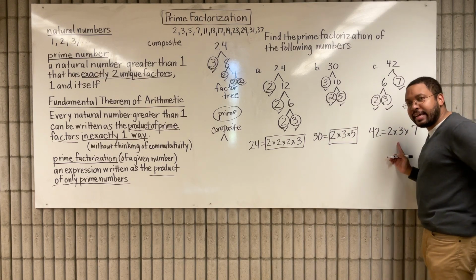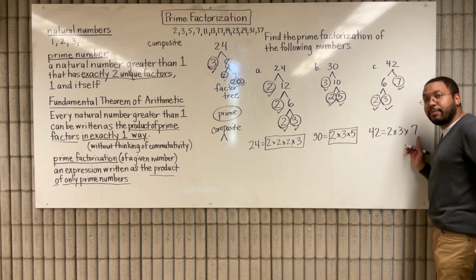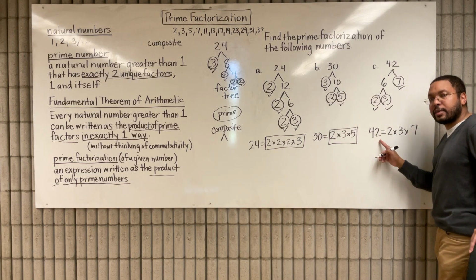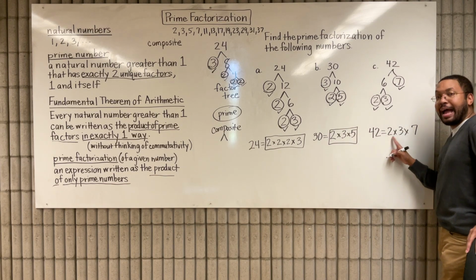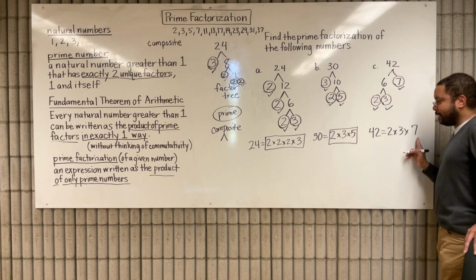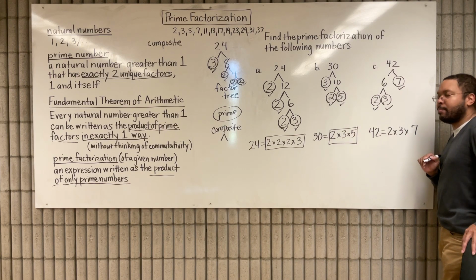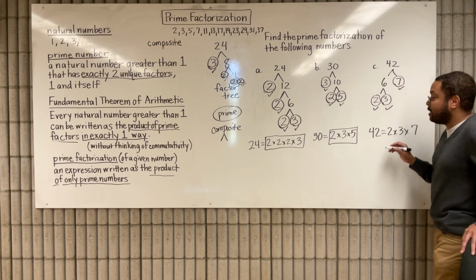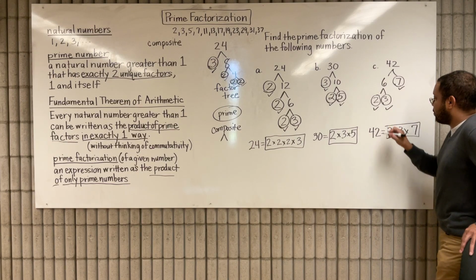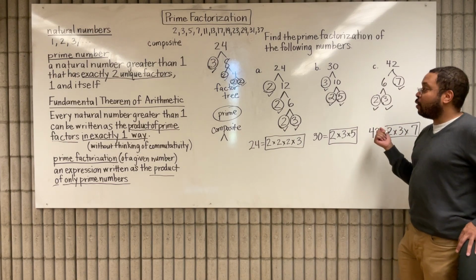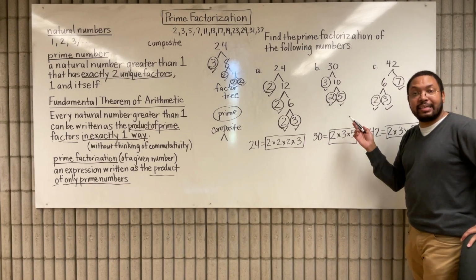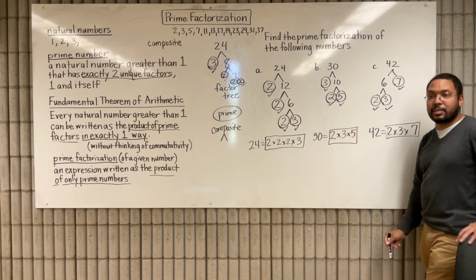2 times 3 is 6. 6 times 7 is 42. So that does equal 42. And just verify, do you have all prime factors? Is 2 prime? Yes. Is 3 prime? Yes. Is 7 prime? Yes. This is the prime factorization of 42. And that is how you find the prime factorization of given numbers.